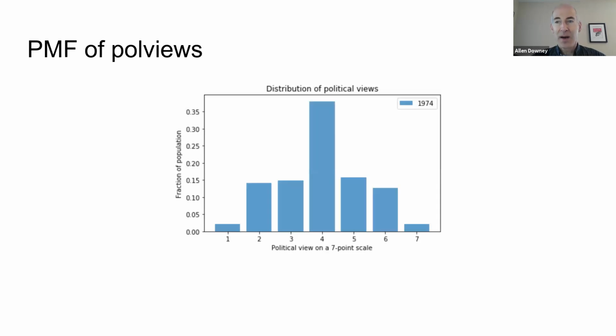One of them is the bar function, which makes a bar plot showing each of the quantities, 1 through 7, on the x-axis, and a bar showing how many times each one occurs, or in this case, the fraction of the population that gave each response. So we can see that response number 4, which is moderate, is by far the most common response, and the extremes are the least. 1 is extremely liberal, and 7 is extremely conservative.